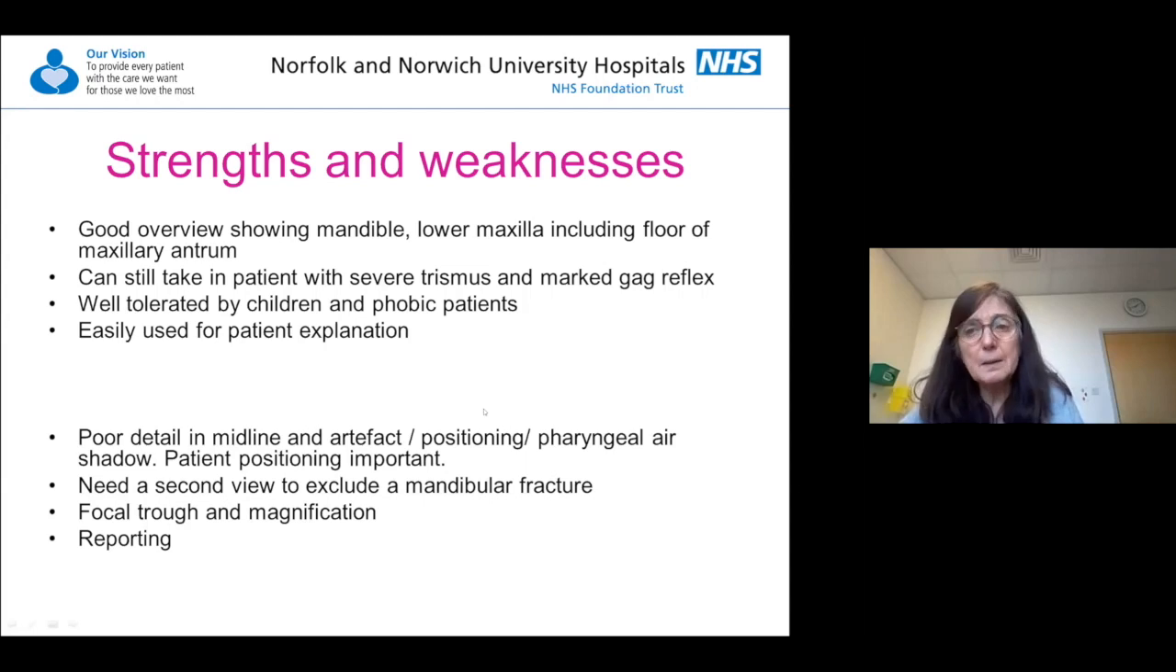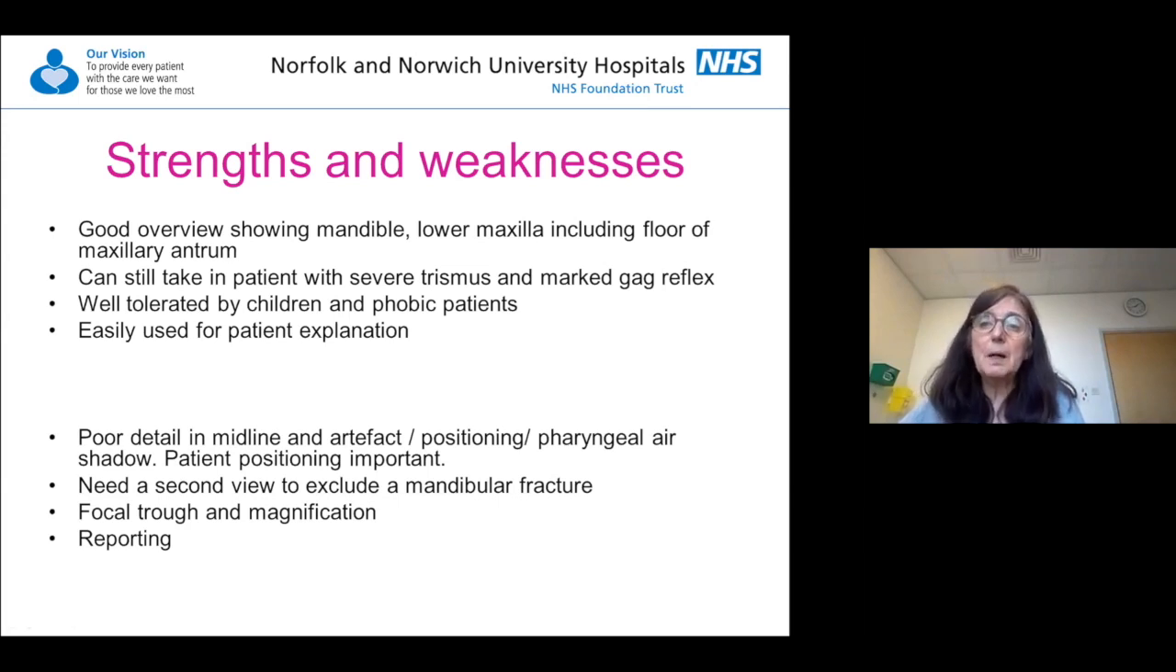So the weaknesses in all this are, as we've said already, the poor detail in the midline. We can sometimes see artifact through not removing dentures, glasses, etc. The earrings, they should all have their earrings removed. There can be positional problems. We see a pharyngeal air shadow, which again can be mistaken for a fracture, and patient positioning is quite important.